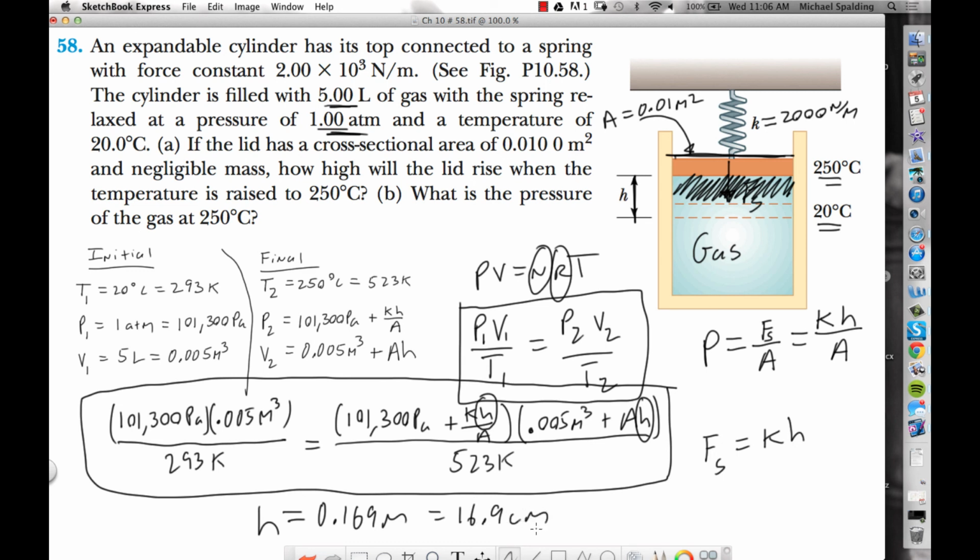That is a tough problem. What makes it tough? The thing that makes it tough is realizing what P2 is and V2. Figuring out what to say about those. P2 equals the starting pressure plus the increase in pressure. V2 equals the starting volume plus the increase in volume.